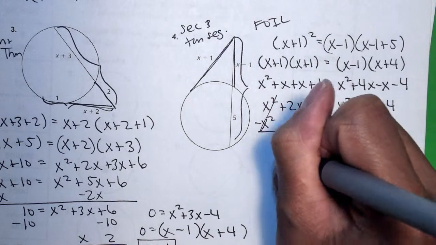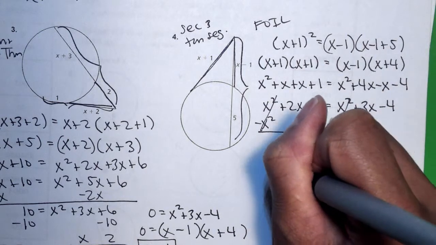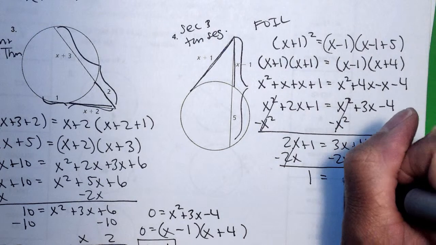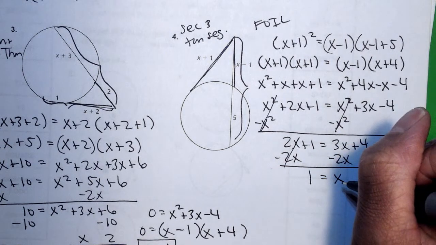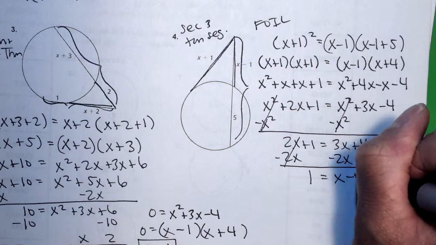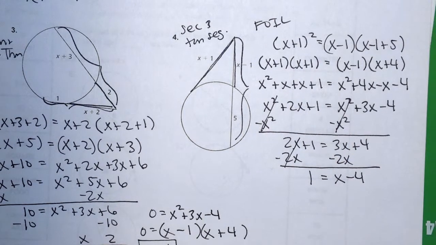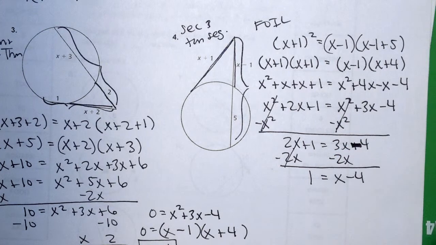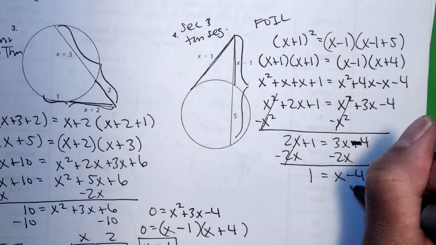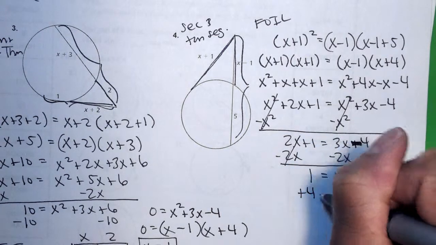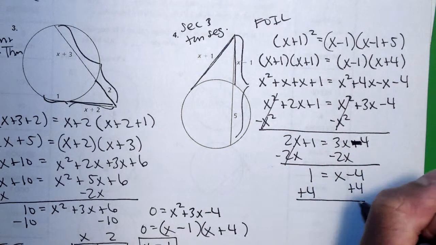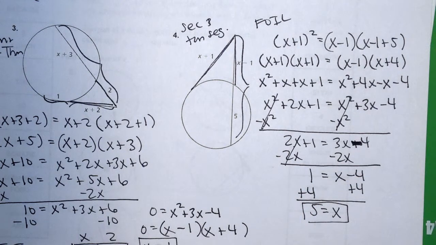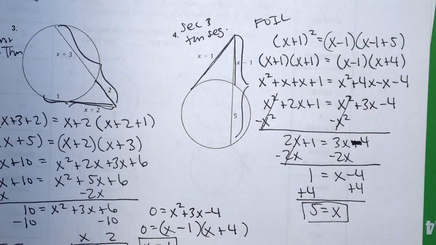I'm going to subtract 2x from both sides. So I'm left with 1 equaling x minus 4. I apologize, this is supposed to be a negative. So x minus 4, and I'm going to add 4 to both sides. So I'm left with x equaling 5. So that is my final solution for number 4.